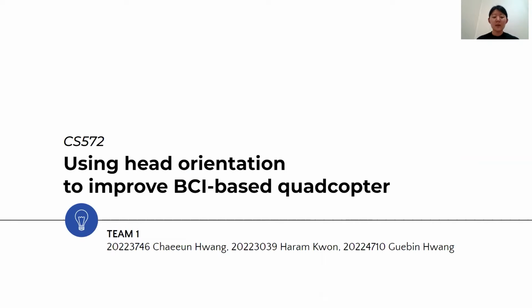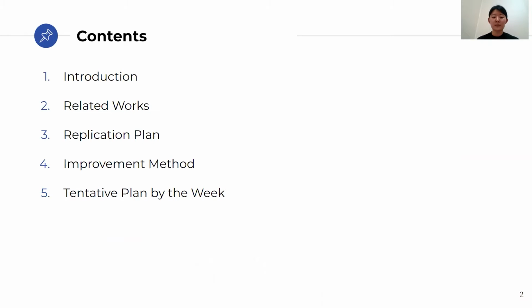Hi everyone, we are Team 1 and our project title is using head orientation to improve BCI-based quadcopter. The presentation will proceed in the following order.